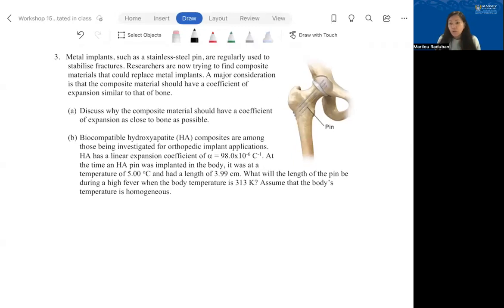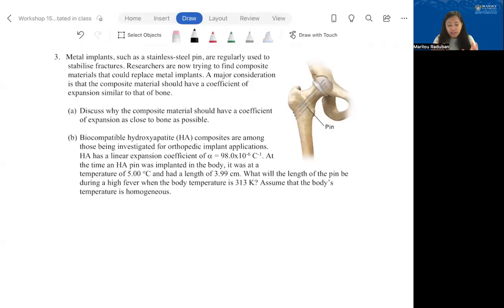Right. So we learned in the lecture that the coefficient of expansion is a property of the material. So bone has its own coefficient of expansion. Stainless steel pin will have its own coefficient of expansion, and the composite material would also have its own coefficient of expansion. And the coefficient of expansion sort of determines how quickly the object expands when it's heated, or how quickly it contracts when it's cooled down.